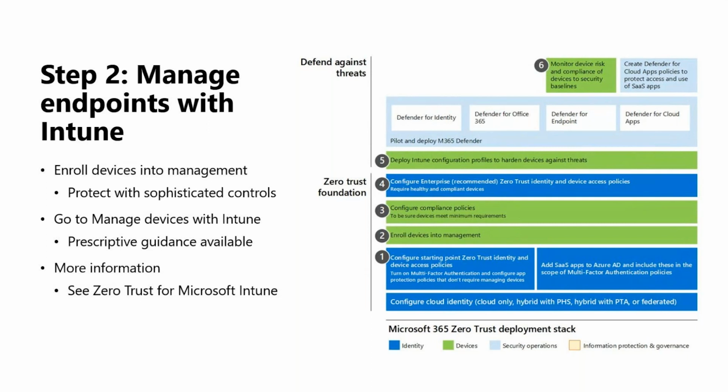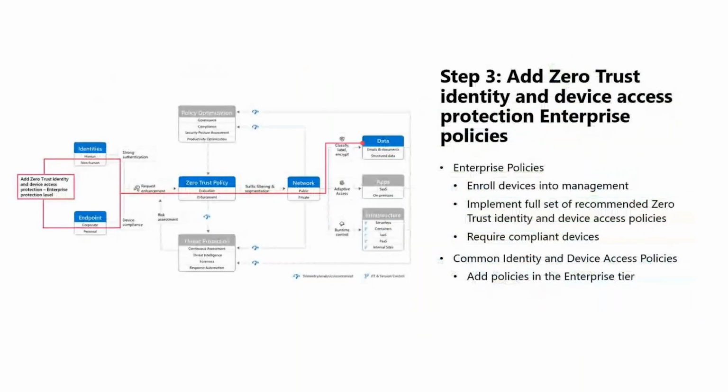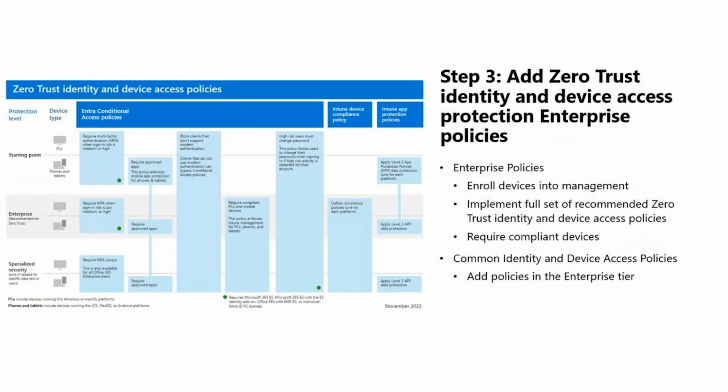So a very important thing to do that as well. Zero trust identity as step 3, and device access protection enterprise policies, we mentioned that as well. So these are the different steps for how to include these policies into your environment.